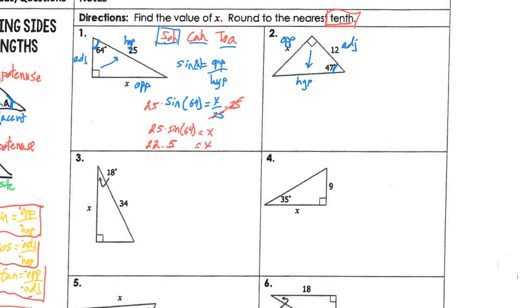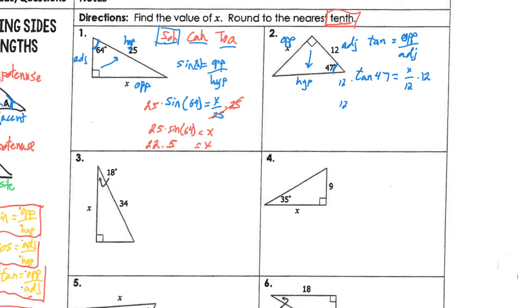So we'll go back to looking at your Soh Cah Toa. The adjacent and the opposite, that's used by the tangent. So the tangent equals opposite over adjacent. Now you just plug in what you know. We know the 47-degree angle, so we have tangent of 47 equals, the opposite is x, the adjacent is 12. So we just solve for x by multiplying both sides by 12.